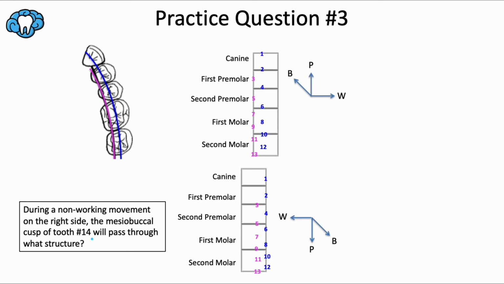Step number 1, locate the cusp in question. Mesiobuccal cusp of tooth number 14. This time we're getting a tooth number. So tooth number 14 is the maxillary first molar. Again, don't worry if it's right or left side right now, just that it's a maxillary first molar. Here's the first molar. We're talking about the mesiobuccal cusp.